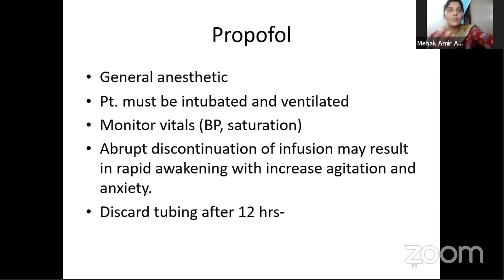Thank you all, because it is also increasing my practical knowledge as well. So continuing with the propofol, as we were discussing, another part is that you need to change the tubing after 12 hours, because as it is a lipid emulsion, there is bacterial growth in the tubing after 12 hours. So you need to change the tubing every 12 hours. Next slide, please.